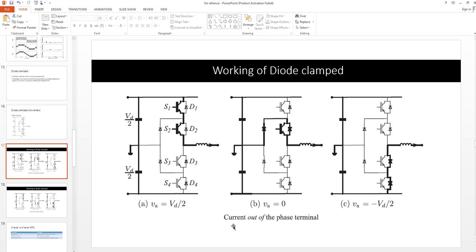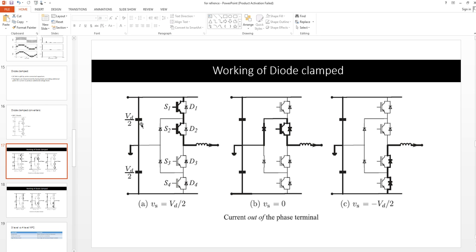So let's discuss the working of a diode clamped converter. This is a typical circuit for a 3-level diode clamped converter. This is the total DC link. We have split this DC link using two capacitors, each Vd by 2 and Vd by 2. This is the neutral point. We have 4 switches, S1, S2, S3, S4, and 4 anti-parallel diodes, D1, D2, D3, D4. And we have two diodes that are providing additional levels.